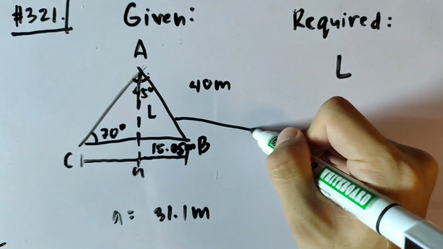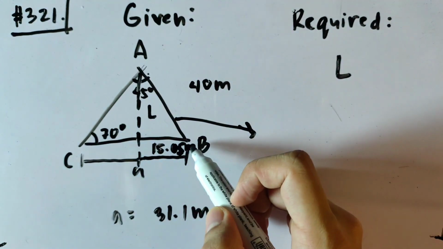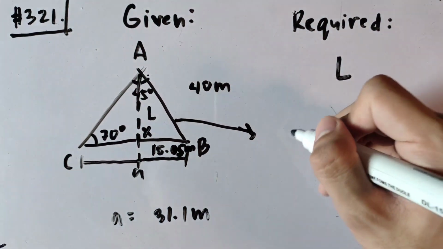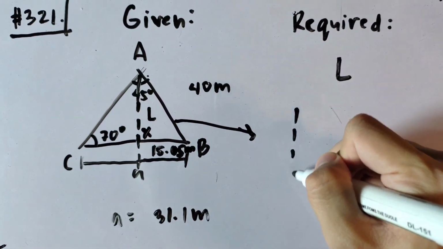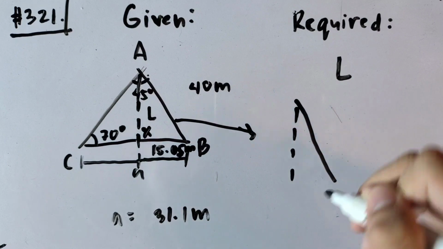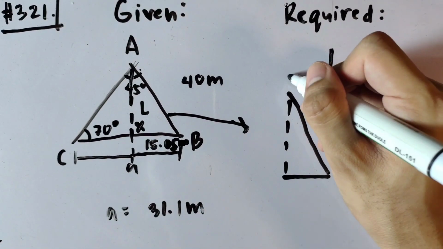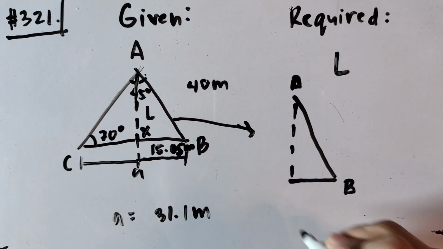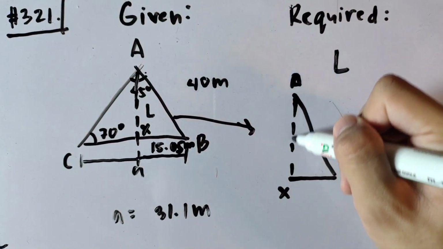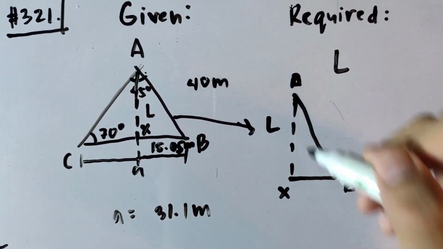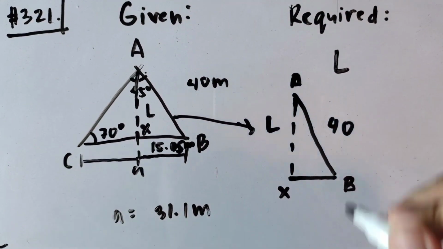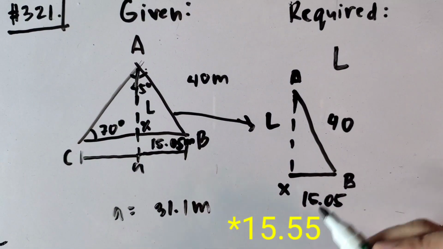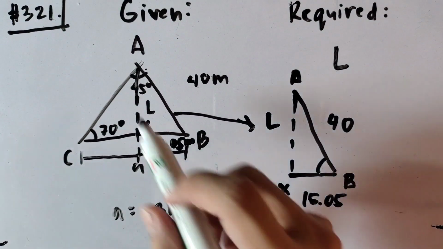So ilabas natin yung triangle na ito. Triangle AB at maglagay tayo ng isa pang vertex. Sabihin na natin vertex X ito. Ito yung panibagong triangle natin. Ito yung A, B, tapos X. Tapos yung length ng side na ito ay ito mismo yung length ng median natin. Meron tayong 40 meters dito. Dito, 15.05. Tapos, malalaman natin yung angle B natin gamit yung original triangle natin.